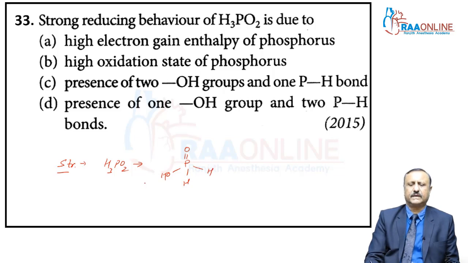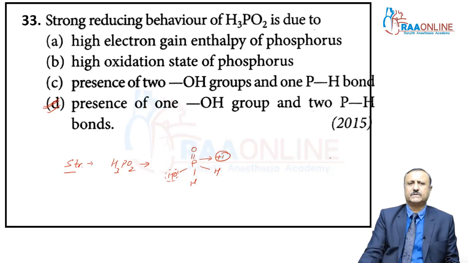Here, my dear students, you can see the presence of one OH group and two PH groups. The presence of two PH groups makes H3PO2 a strong reducing agent. So your answer is D, because the oxidation state of this compound is +1 and the oxidation state of this compound is +1, due to the formation of a bond between phosphorus and hydrogen. My dear students, this question was also asked in 2015.